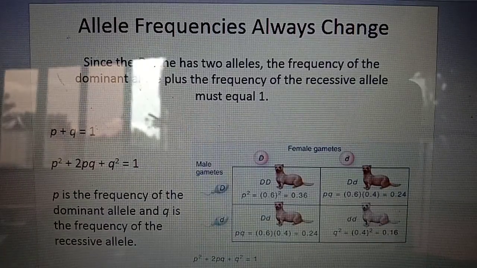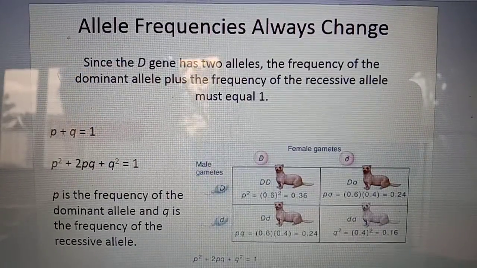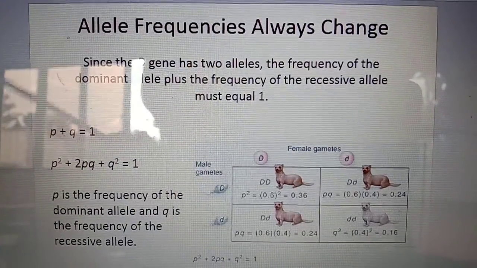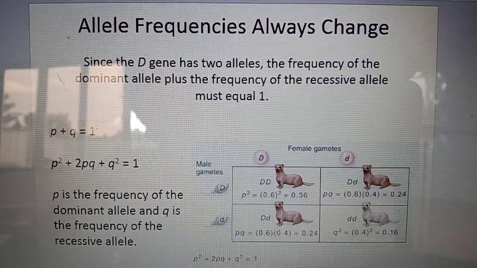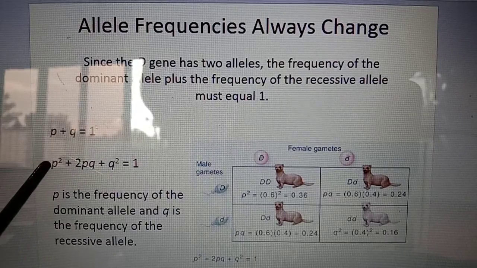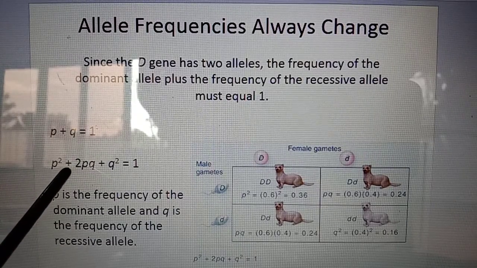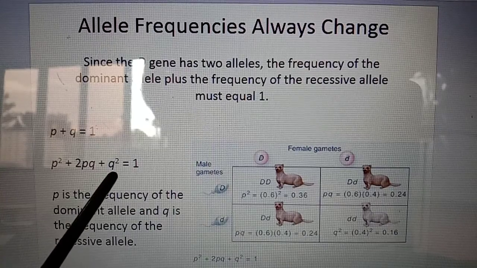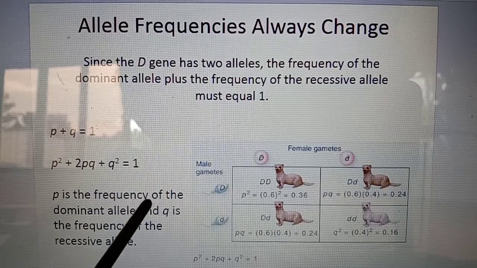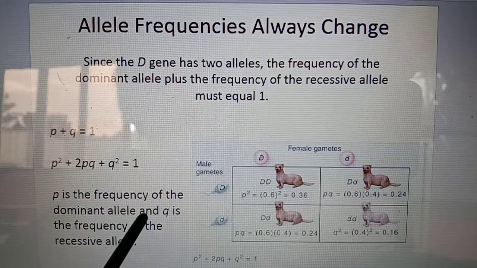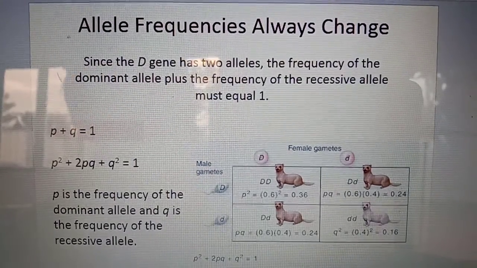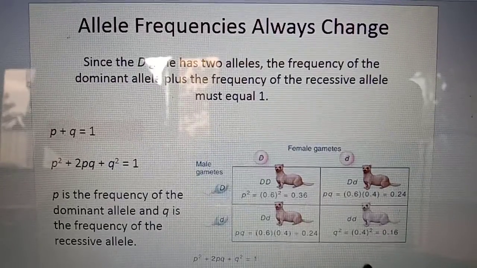Let's consider this one. You can see here the alleles. p plus q equals 1, and p squared plus 2pq plus q squared equals 1. What do you mean by p? p is the frequency of the dominant allele, and q is the frequency of the recessive allele. Where is q here?